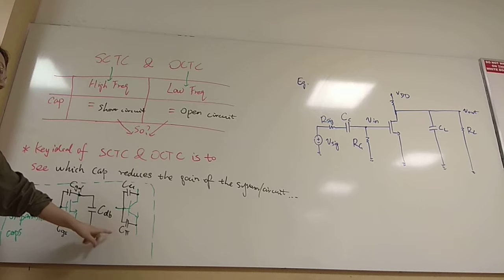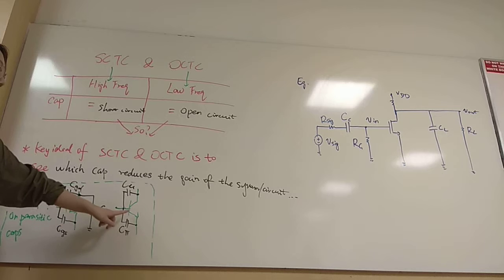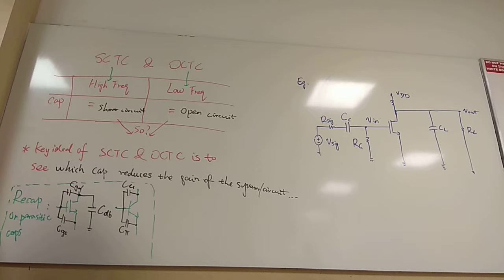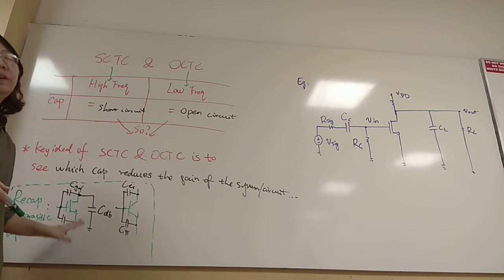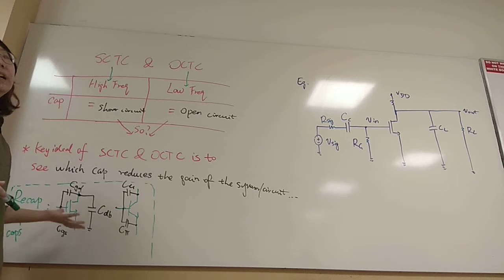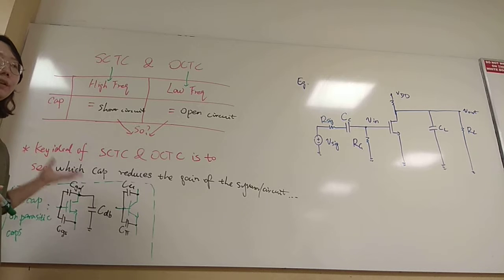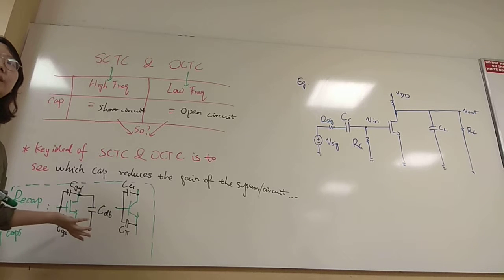How do you remember this one? This one is easy. C pi, because it's between base and emitter. If you still remember the AC small signal equivalent for this BJT, between B and E there is an R pi. So correspondingly, this capacitor is called C pi. So that's the revision. For this part, you need to consider all these parasitics, because they are capacitors, so they will contribute to your frequency response.